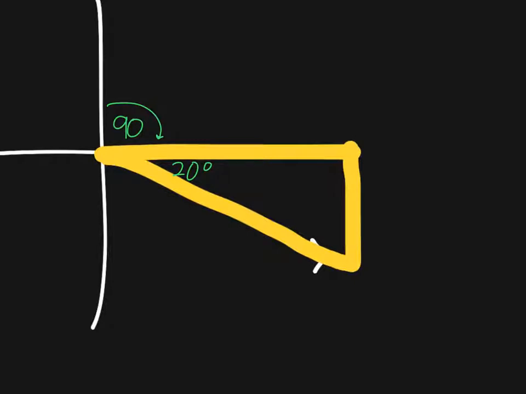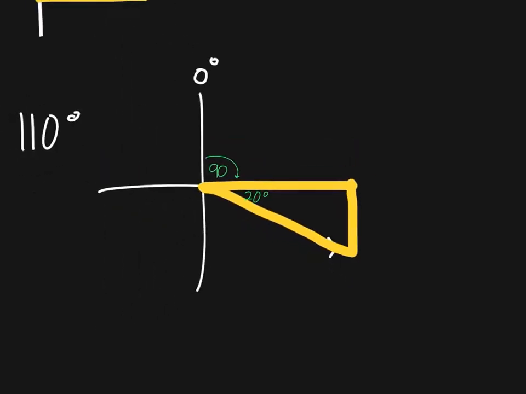So again, bearing doesn't usually end up as part of your reference triangle. It helps you to design the reference triangle, but you've got to use the 90 degrees to help you figure out what the actual bearing is. Okay, let's try another one.